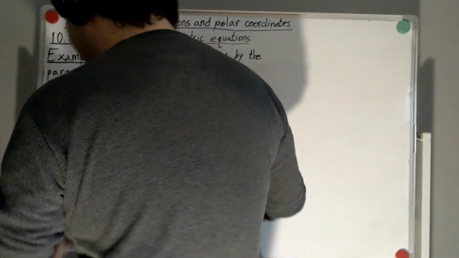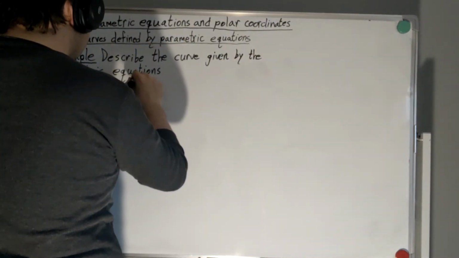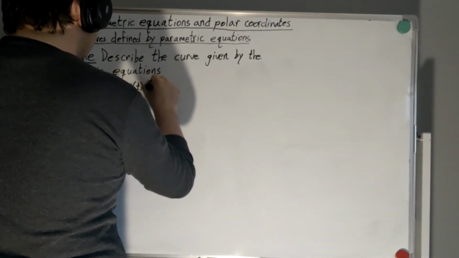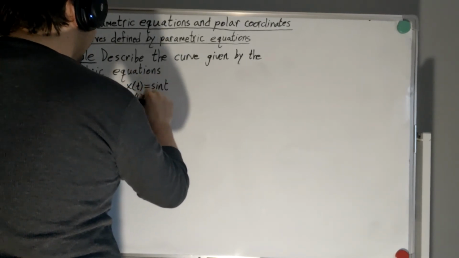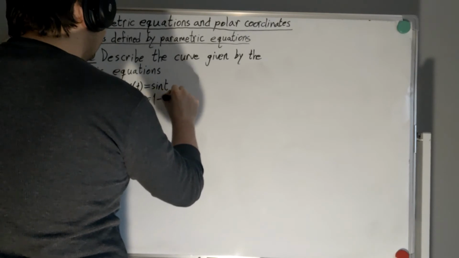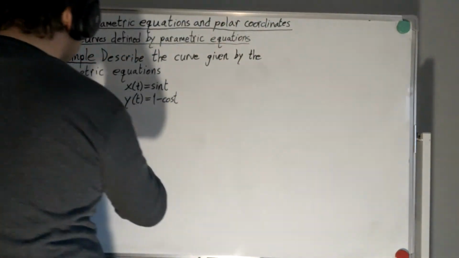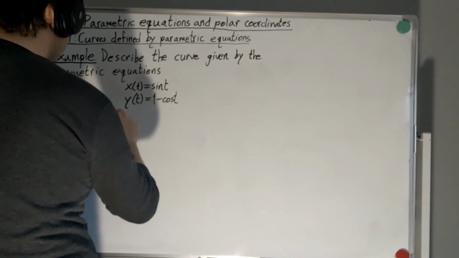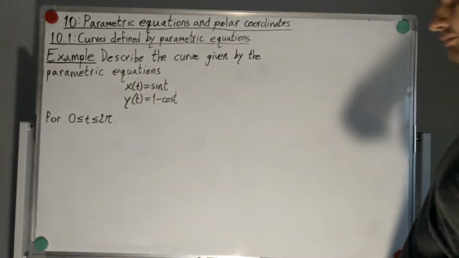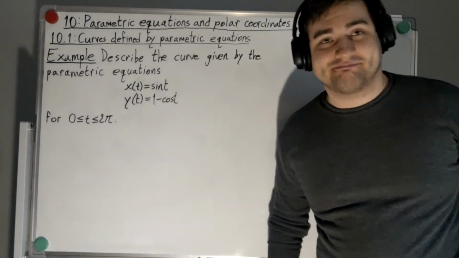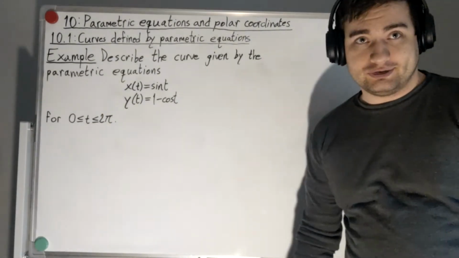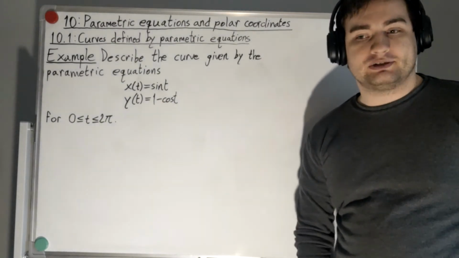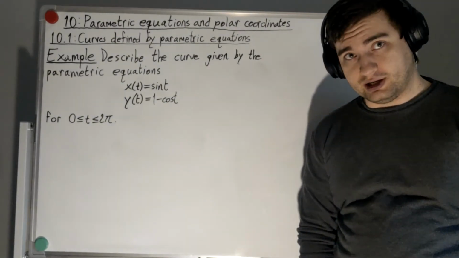x of t equals sine t, y of t equals 1 minus cosine t, t is bounded between 0 and 2 pi. So again, we just need to come up with a Cartesian description for this, and then hopefully that will give us some information about what this curve looks like.